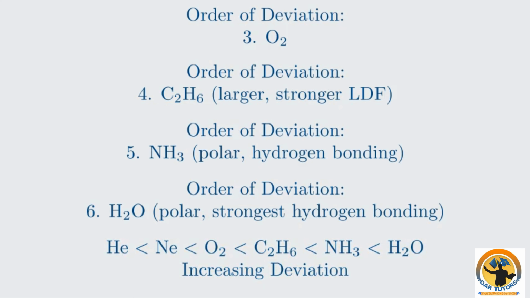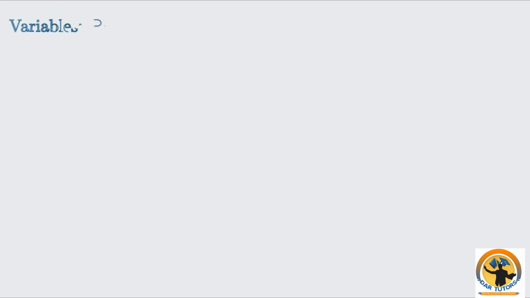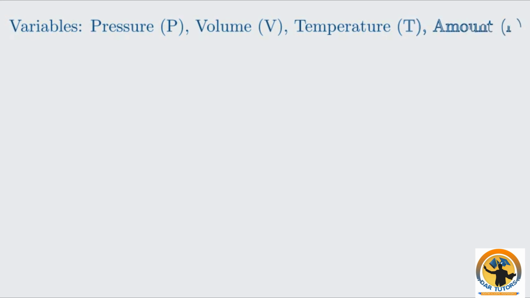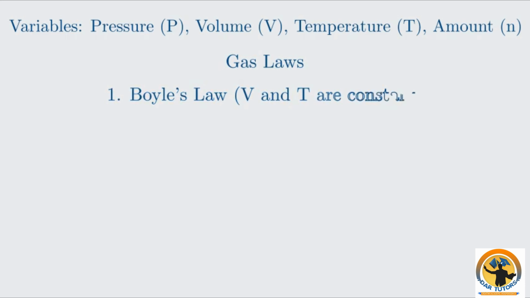We can describe a sample of gas using 4 interdependent variables: pressure, P, volume, V, temperature, T, and the amount in moles, n. Let's first look at the 4 classical gas laws, each describing the relationship between 2 of these variables while keeping the other 2 constant. Boyle's law states that for a fixed amount of gas at constant temperature, pressure is inversely proportional to volume. As one increases, the other decreases.